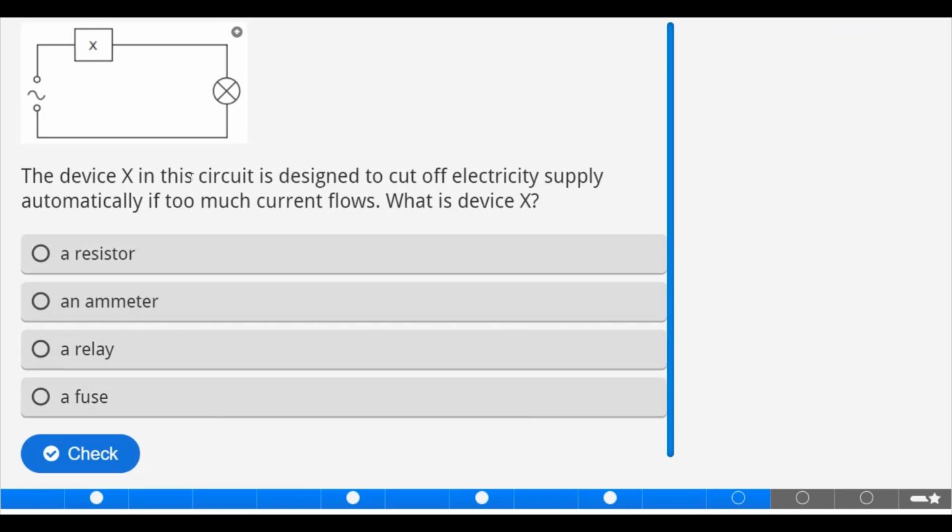Now, the device X in this circuit is designed to cut off electricity supply automatically if too much current flows. What is device X? Now, if too much current is to flow in, that will damage the circuit, a fuse is made use of. A fuse always has a tiny wire which blows off when there is too much current flowing through a what? A circuit. It can be a resistor, it can be an ammeter, it can be a relay. So the correct answer is what? A fuse. Let's confirm.